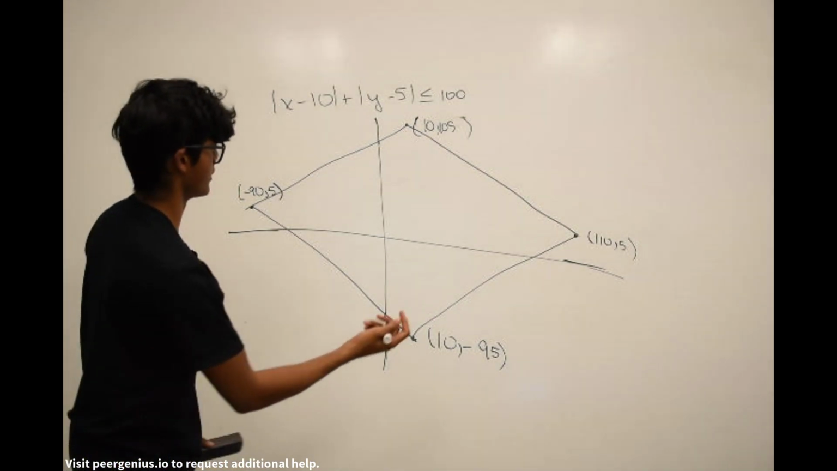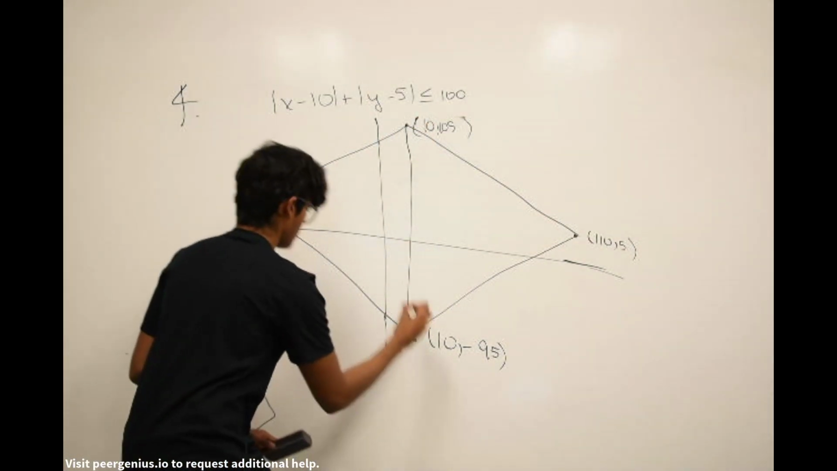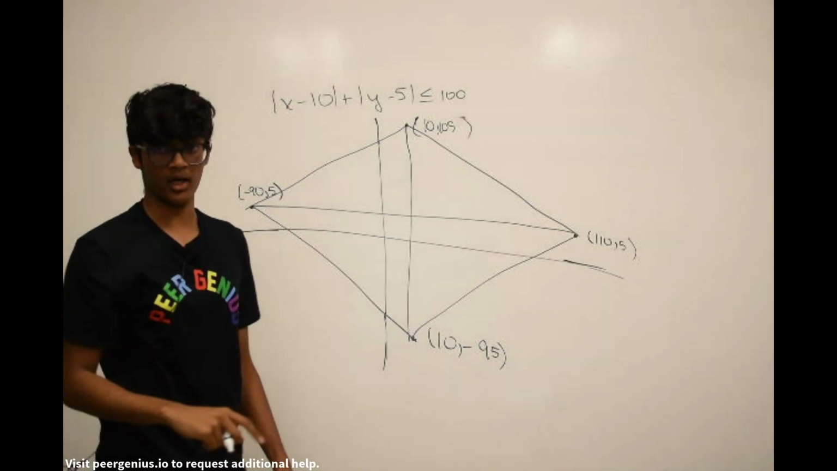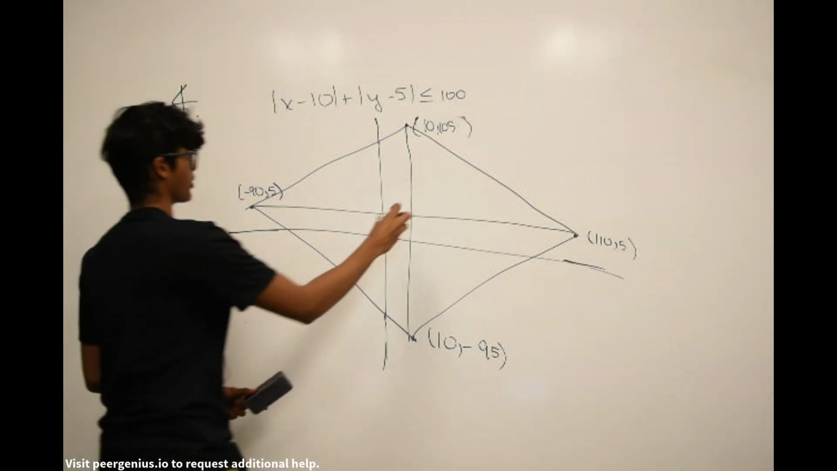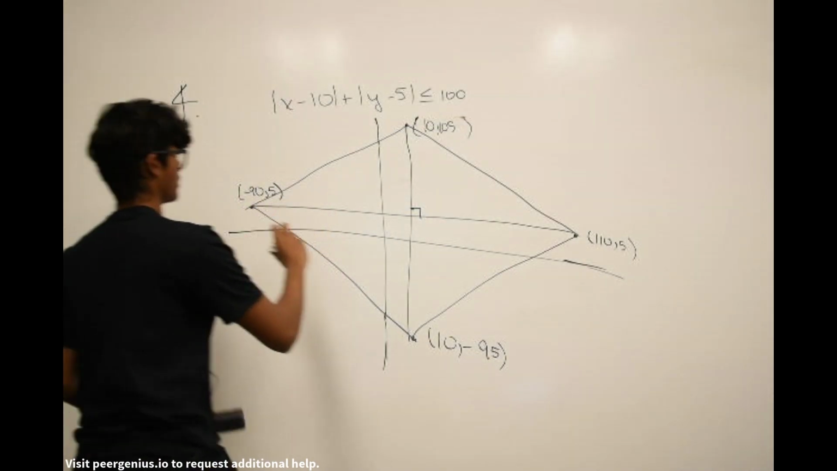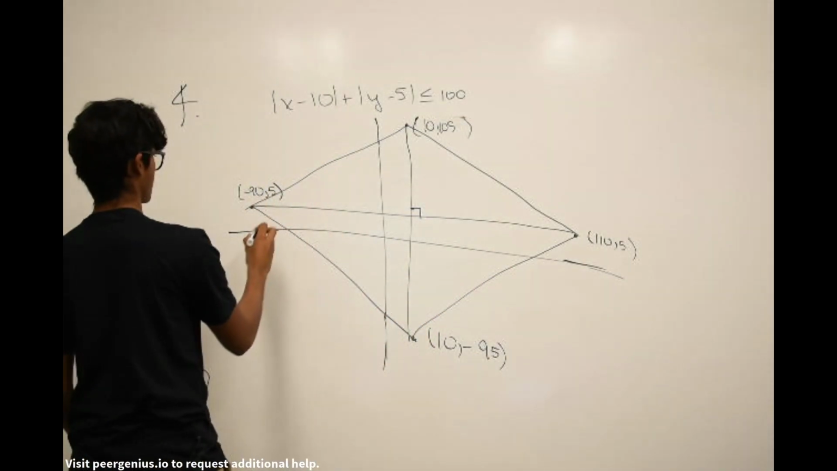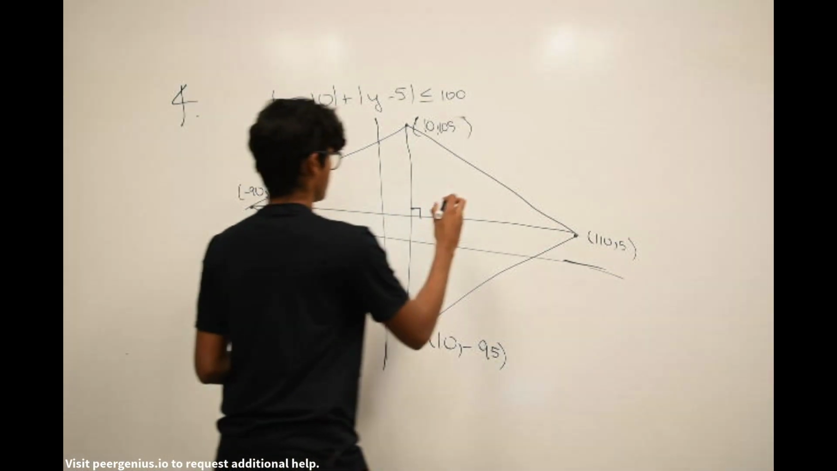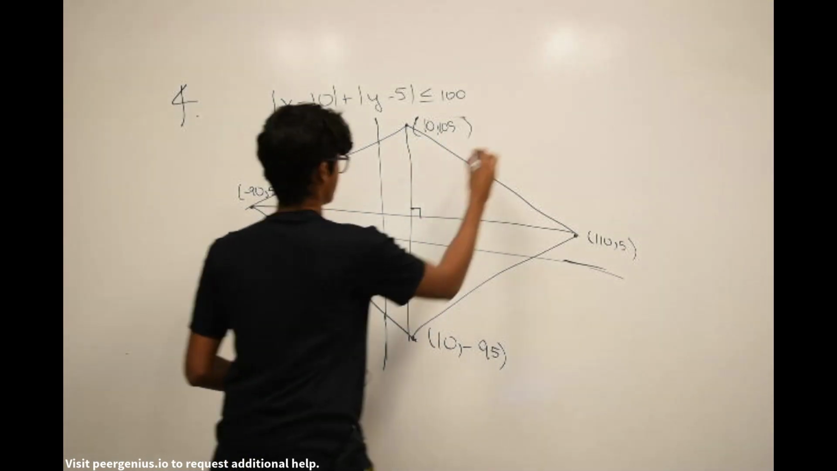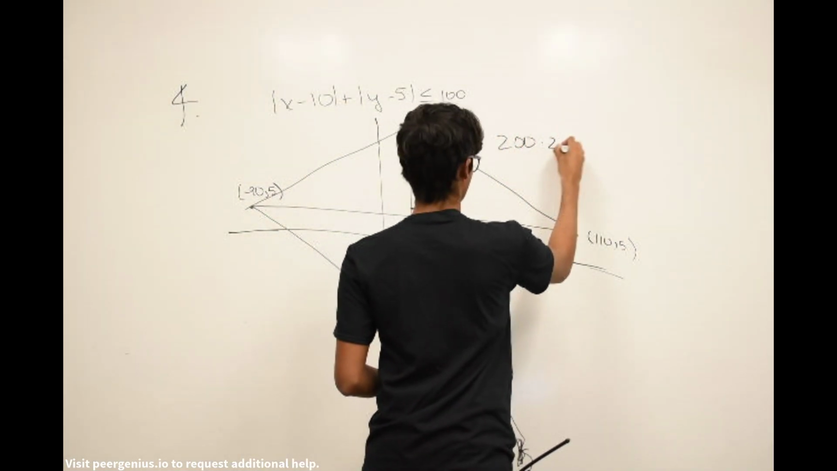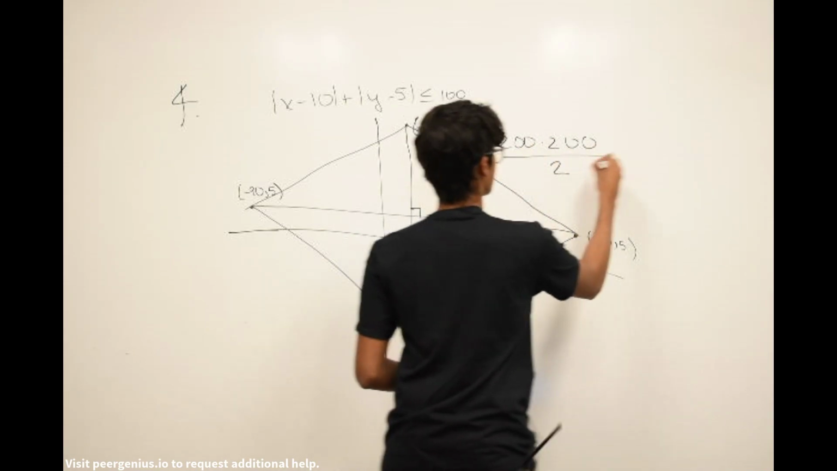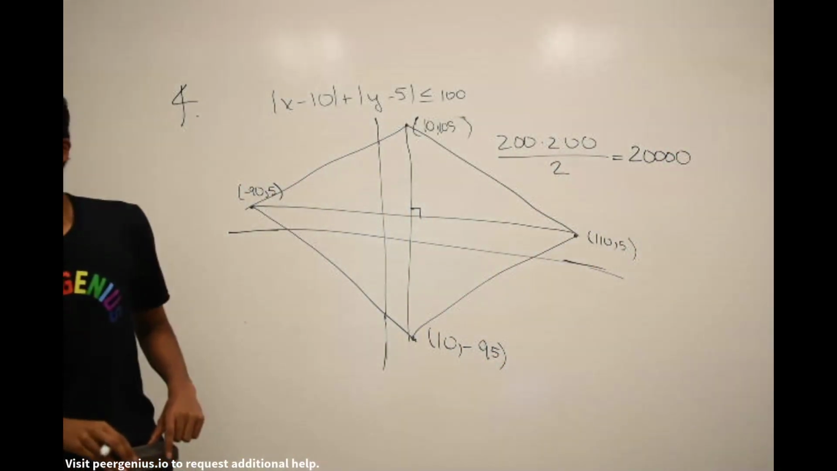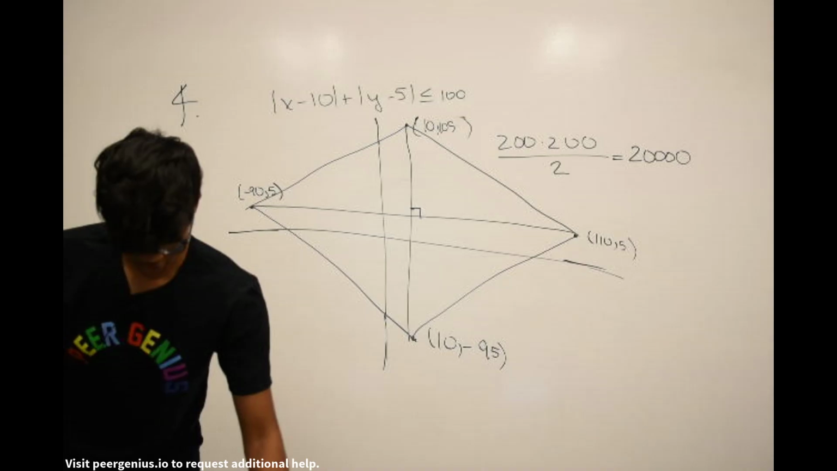Now, as you can see, this is a quadrilateral. Both of these diagonals are parallel to the axes, which means they're perpendicular, so the area of this sort of quadrilateral is just the two diagonals times each other, divided by 2. The length of this diagonal is 200, so 200 times 200 divided by 2 is 20,000. So the answer should be D.